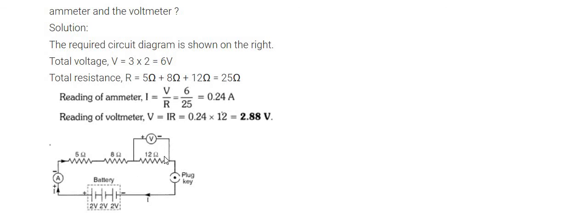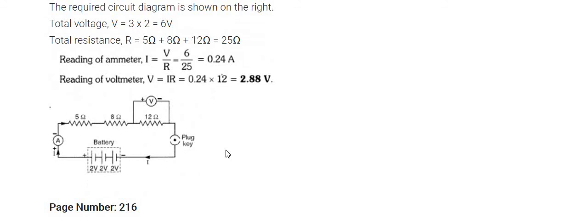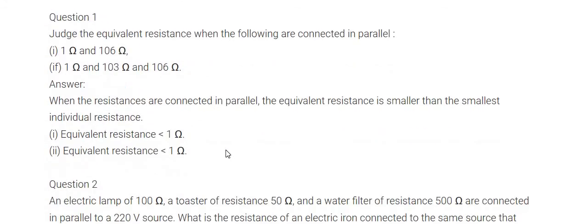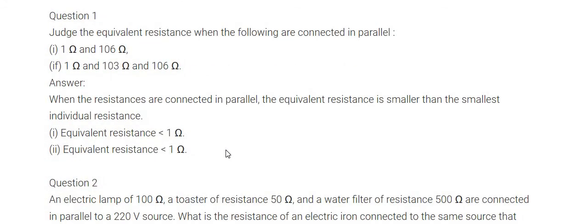Now the next question is: what is the reading of the voltmeter? As we know, the voltmeter is always connected in parallel, and we have the formula V equals IR. Here I is equal to 0.24 while R is equal to 12. So the voltmeter reading is 2.88 volt. Let's move further.